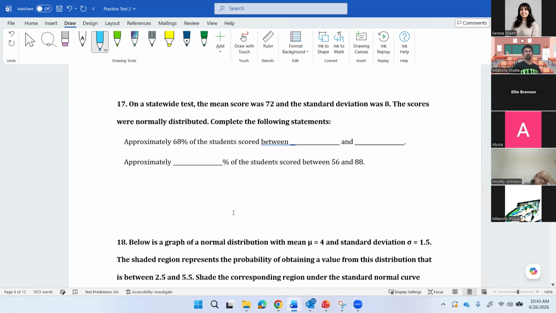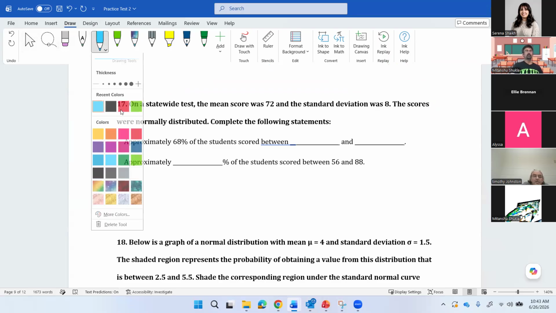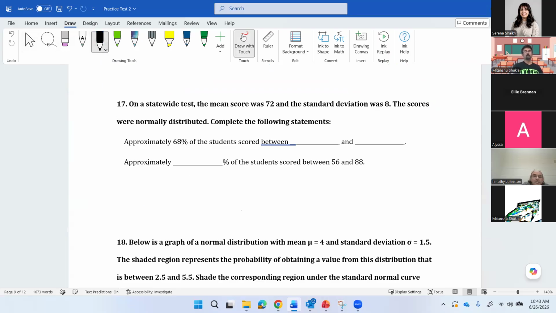Number 17. On a statewide test, the mean score was 72 and the standard deviation was 8. The scores were normally distributed. Complete the following statements. When they don't give you a picture, guys, please take the time to draw one. It takes an extra 30 seconds, and you don't need to be Picasso, I promise. Life will go on.